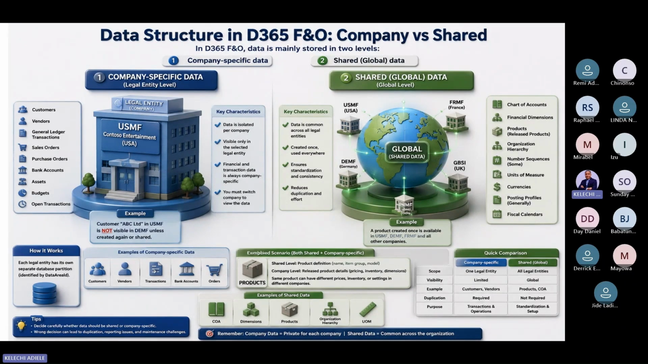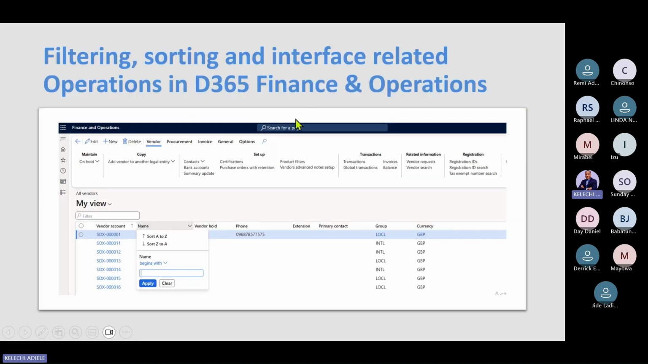Examples of those data are chart of accounts, financial dimensions, organizational hierarchy, number sequence, units of measure, currencies, posting profiles, and fiscal calendars. These kinds of data you can access irrespective of the company you have created. So it's good you understand the concept of company-specific data and shared data, because when you start configuring, you have to choose which of these to use at some point in time. So I'll go to the next thing.